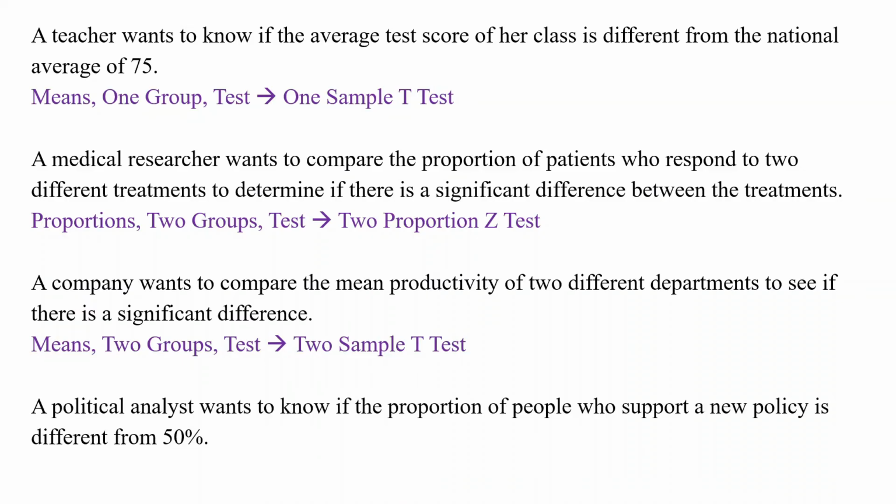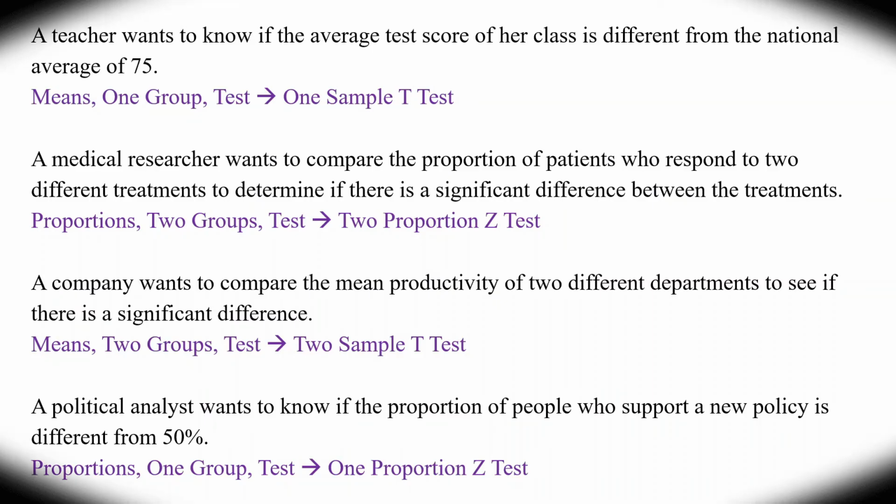And then the last one, a political analyst wants to know if the proportion of people who support a new policy is different from 50%. Right? So we're looking at proportions, proportion of people. We're looking at one group because it's just the proportion of people, and then we're running a test. We want to see if it's different from 50%. So that's going to be our one proportion Z test.